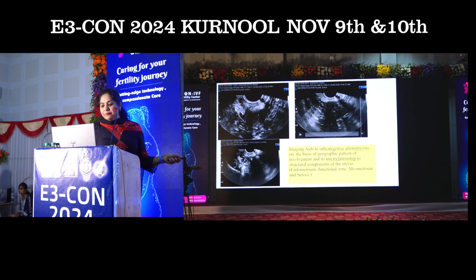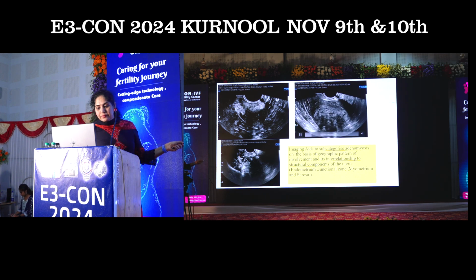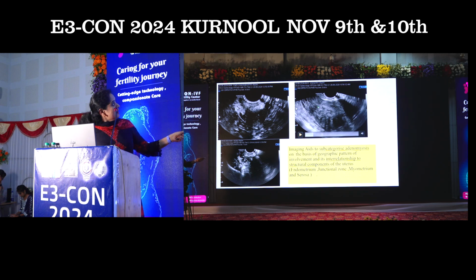Now coming to the next case here. Here the outer serosa is clear, anterior uterine endometrial cavity margin is clear, but posterior cavity is all ill-defined with significant speckling and shadowing. So this is a posterior wall adenomyosis.